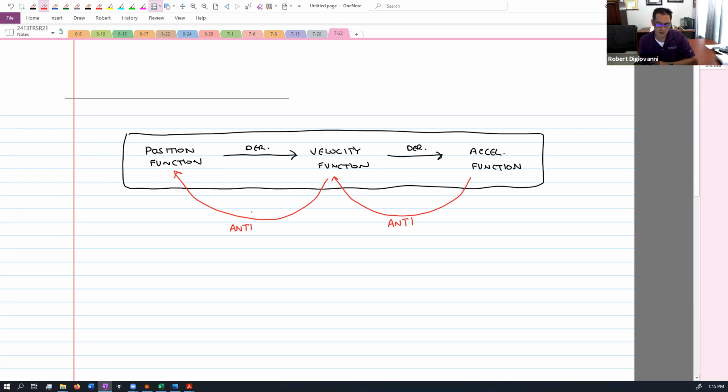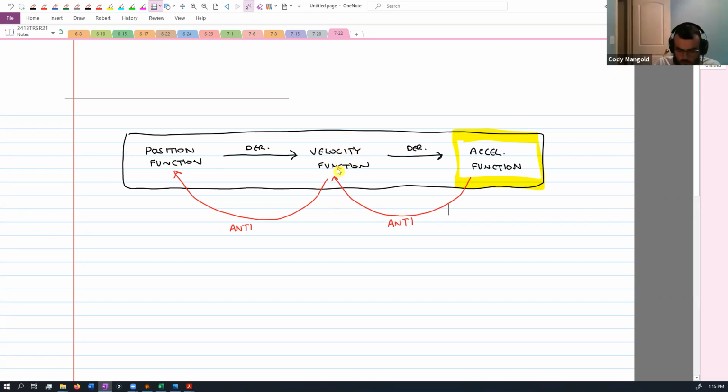Now that may seem like, okay, big deal, but think about what we're saying. If you tell me the acceleration of an object at every point in time, I can actually tell you where it is at every point in time. But you need to provide me just two pieces of information: how fast it was going at one point and where it was at one point. Does that make sense?